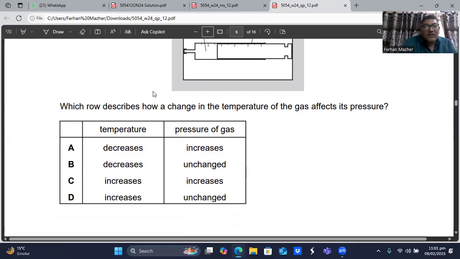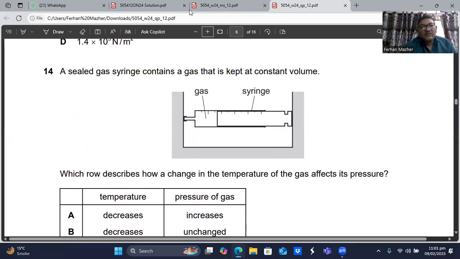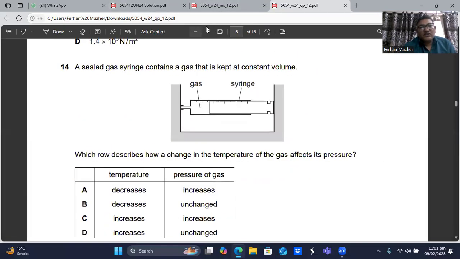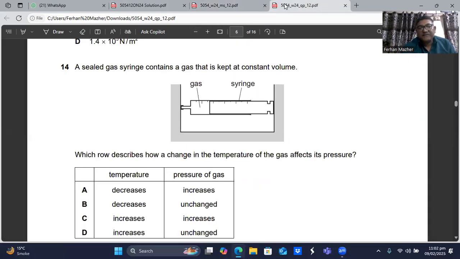So let's see the options. Temperature decreases, pressure of the gas increases: that's wrong. Temperature decreases, gas pressure unchanged: that is also wrong. Temperature increases, pressure of the gas increases: that is right, because temperature and pressure are directly proportional to each other. So I think C is the choice. Question number 14, C is the right choice.